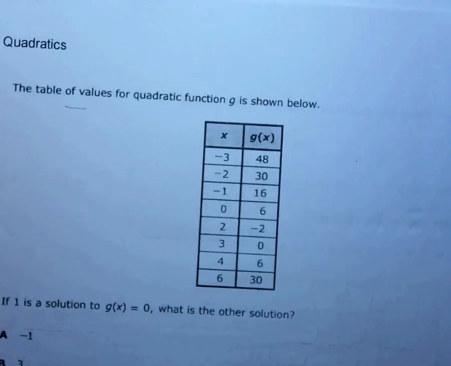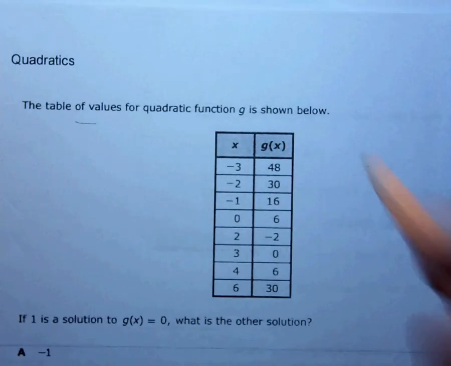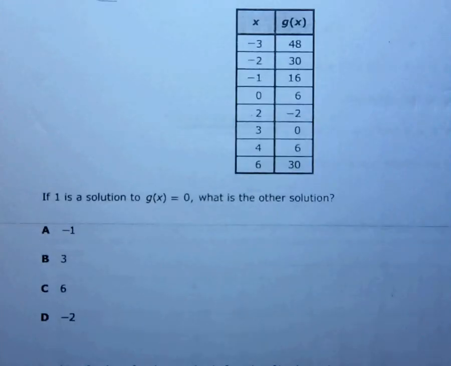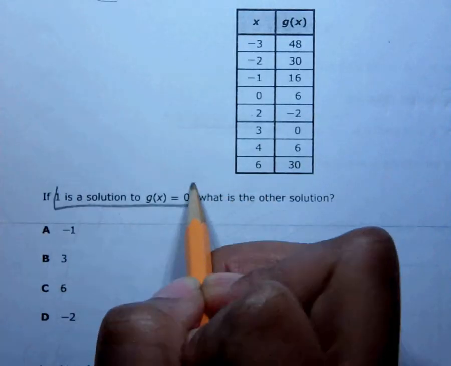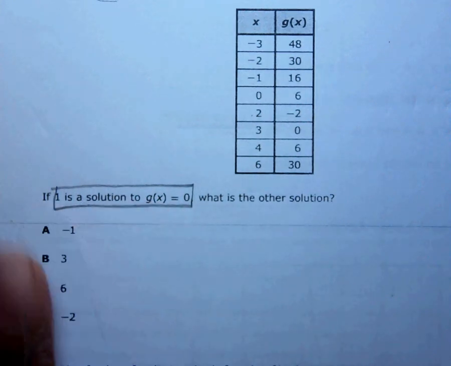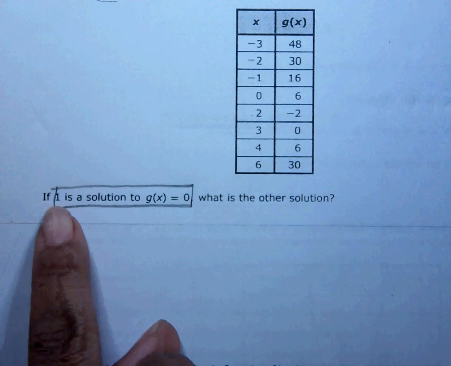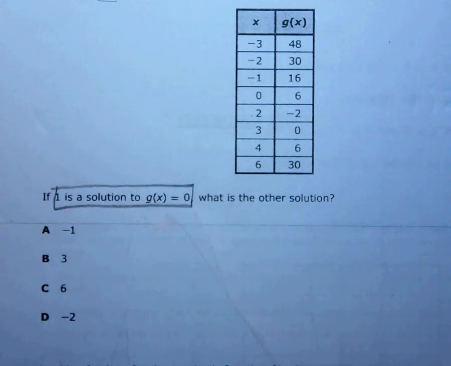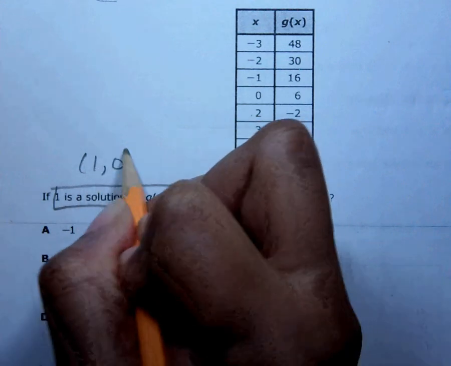So this is the next question. This table of values is function g. That's why it's called g of x. It wants to know if the first solution is at 1. I know that wording right there is really awkward, but it's not hard. If 1 is a solution to g of x equals 0, that means this.